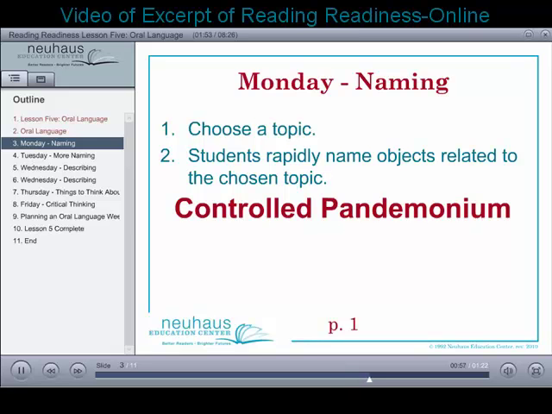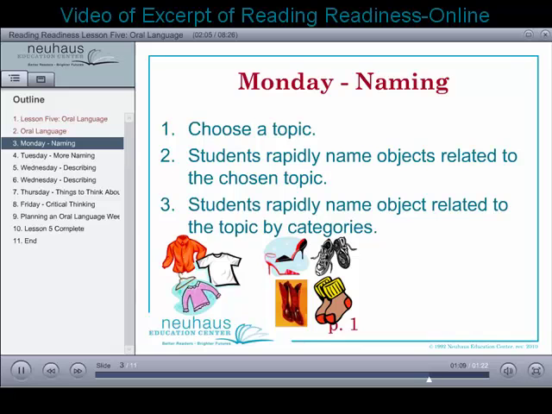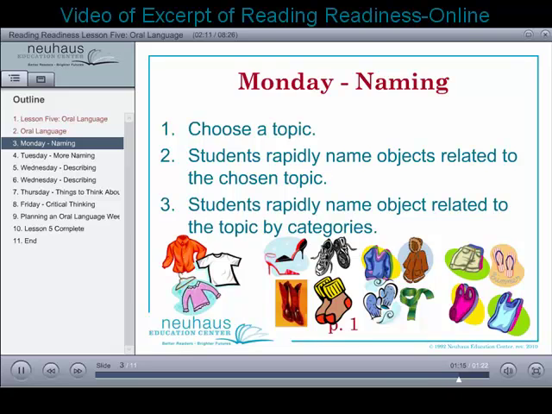After naming generally about a topic, students name items in specific categories. For example, if our unit is clothing, students might name clothing with sleeves, name things that you wear on your feet, name clothing you wear in the winter, name clothing you wear in the summer. Naming in different categories helps students organize their language.